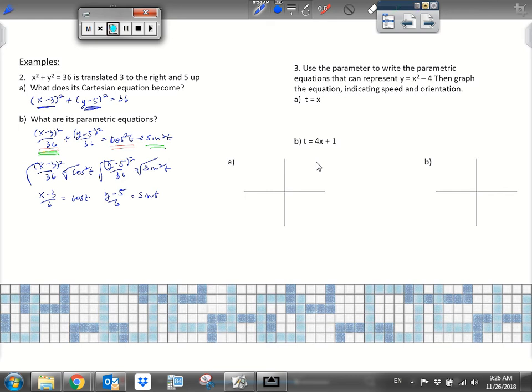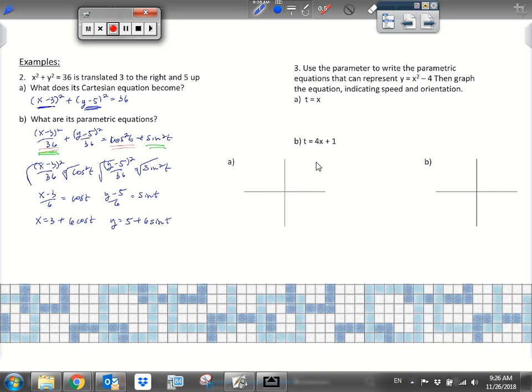Now we're going to solve for x. I'm going to multiply both sides by 6, and then I'm going to move the 3 over. So I get x equals 3 plus 6 cosine t. And I'm going to move on to the y equation. I'm going to multiply both sides by 6 and then move the 5 over. So y is going to be 5 plus 6 sine t.